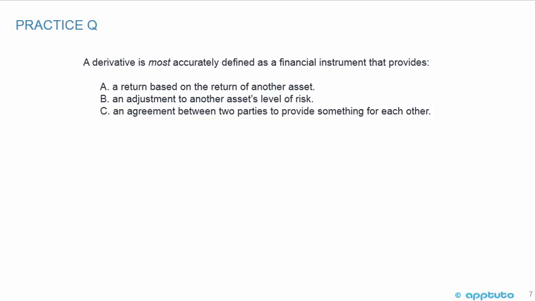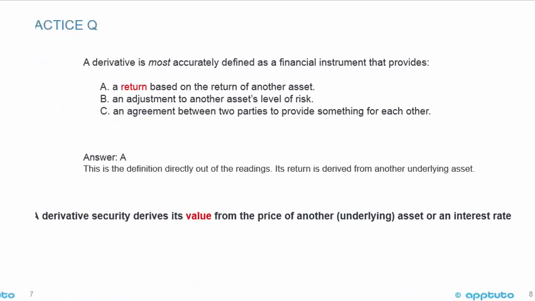The first one: a derivative is most accurately defined as a financial instrument that provides A, a return based on the return of another asset, B, an adjustment to another asset's level of risk, or C, an agreement between two parties to provide something for each other. Okay, the correct answer is A. Just have to be a little bit careful.